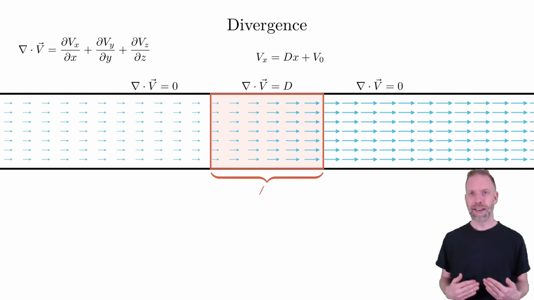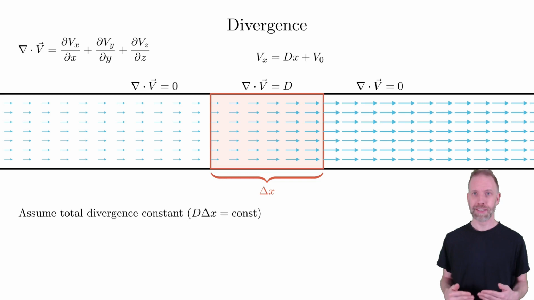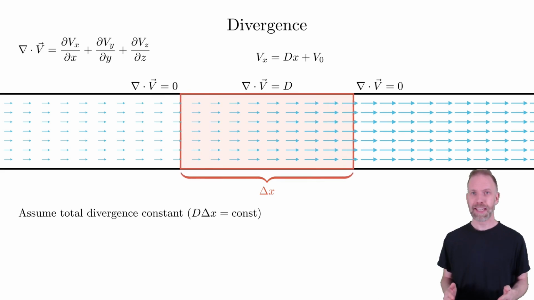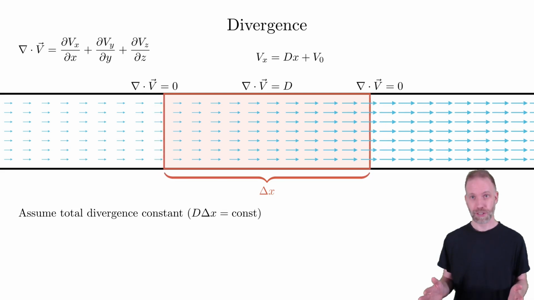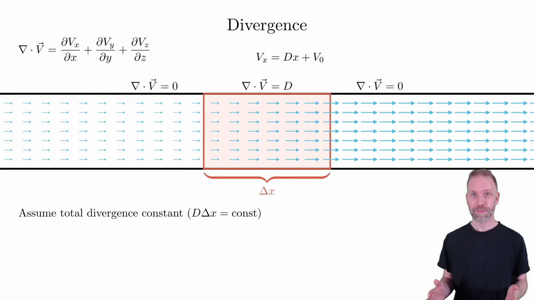Next, call the length of the divergence region delta x and assume that the total divergence is constant. This means that if we reduce the size of delta x to half, we double the value of the constant d to get the same total. Now, if we change the length to delta x, we get that the final velocity at the end is constant. The only thing that changes is how fast we are changing the flow velocity.